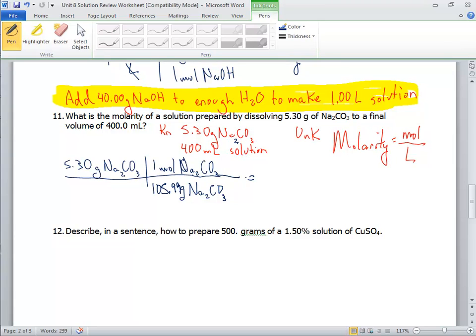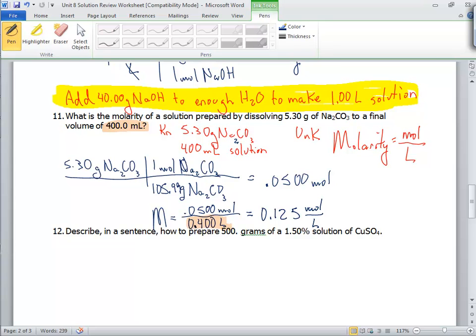So that equals 0.0500 moles. Now remember, molarity equals 0.0500 moles of solute divided by, how many liters of solution are here? Are you guys getting 0.4 liters of solution? And so you should get 0.125 moles per liter, or 0.125 molar.